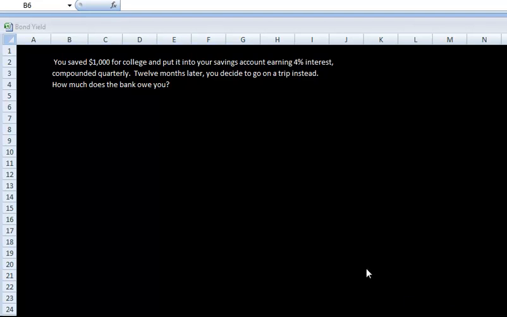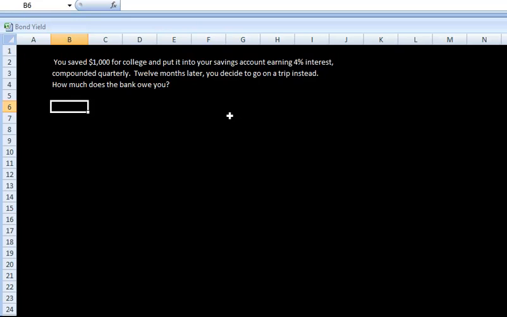Welcome back. In this session we're going to talk about solving the future value of a sum. And we have a little problem here. It says you saved $1,000 for college. You put it in your savings account earning 4% interest, compounded quarterly. 12 months later you decide to go on a trip instead. How much does the bank owe you?